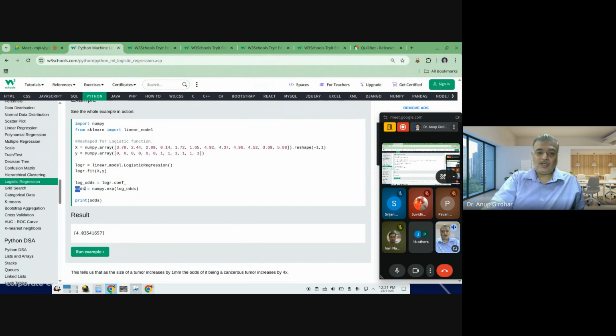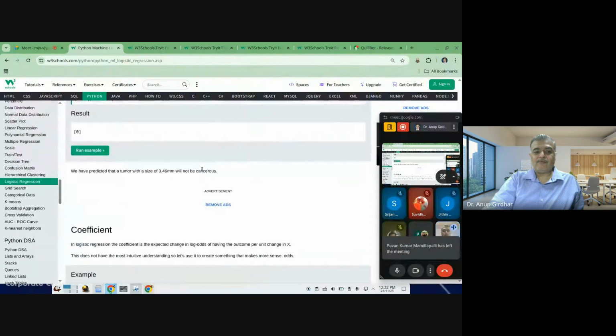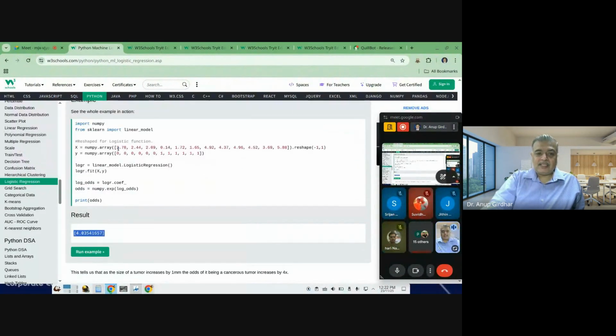Now the odds equal a numerical expression that will convert that value into the odds, and print the value. So finally, you will get the threshold somewhere like 4.0. This is the threshold for the whole collection of the data set, which starts somewhere from 0.14, which I believe is the lowest one, and the highest one is somewhere like 5.88. In this part, we try to identify the coefficient value on the basis of the data set and the relation of x and y coordinates.